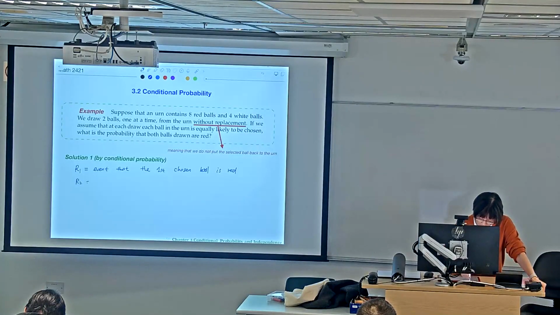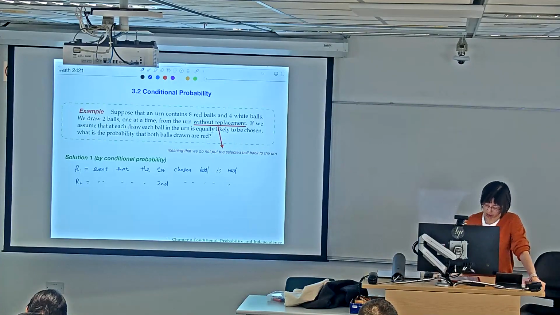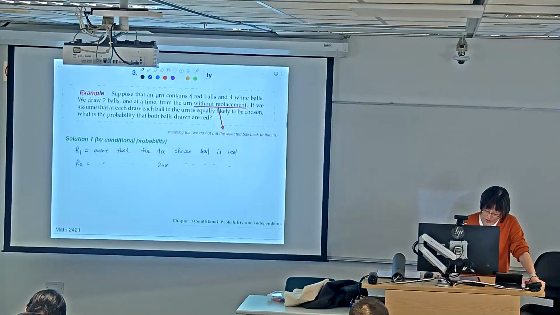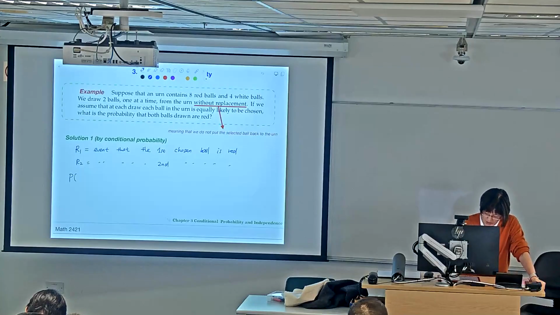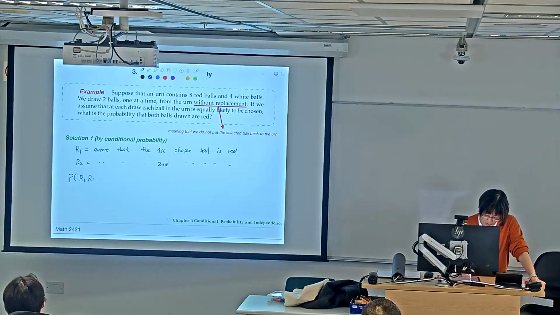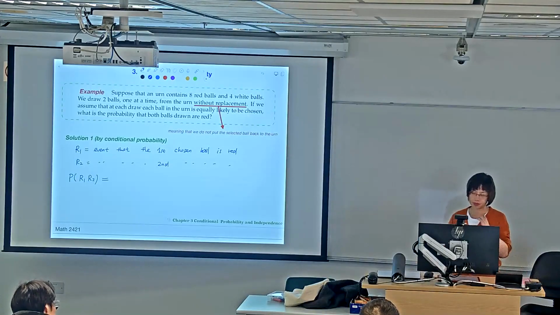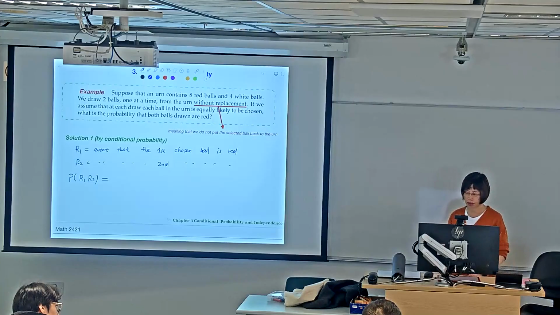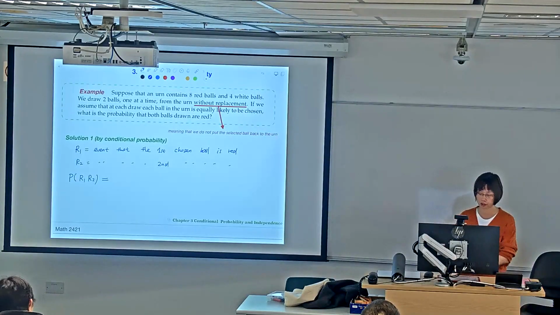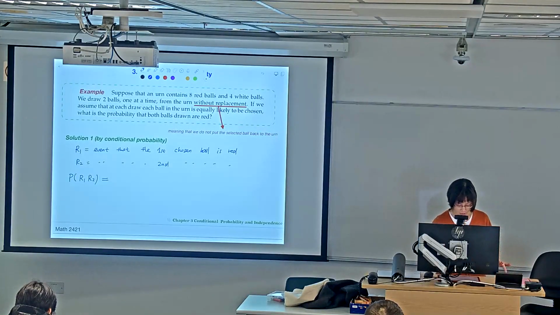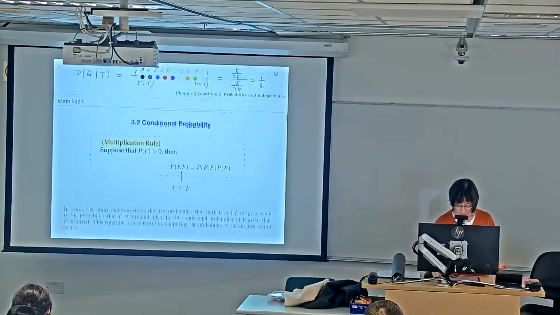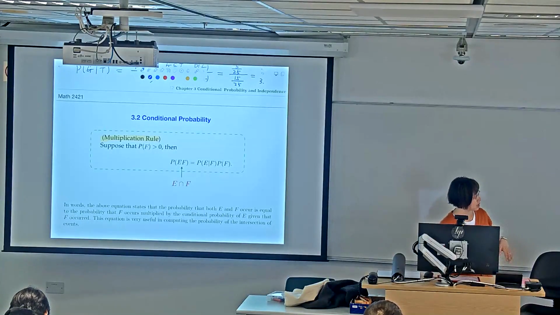R2 is the event that the second chosen ball is red. So eventually we want to find the probability that both balls are red. So that's the intersection of R1 and R2. And then we want to use conditional probability, meaning we want to use the multiplication rule. It depends on which one you want to use as the conditioning event on the right-hand side.